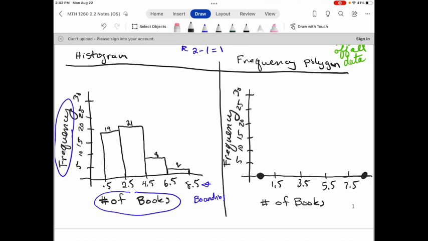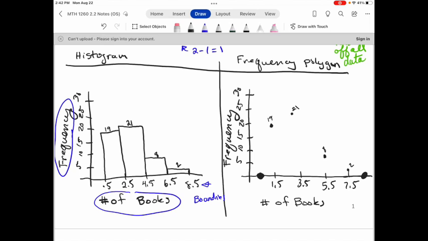Now, for the midpoint 1.5, that's in the first class, and that frequency was 19. So I'm going to come up at 1.5, draw a point for 19. Then at 3.5, that's for the second class, and that's going to be a frequency of 21. So I'm going to go up a little bit higher than 20 and label that 21. Then for the third class with the midpoint 5.5, we have a frequency of 8, so that's not quite 10. And then for the last midpoint, for the last class, we have 2.